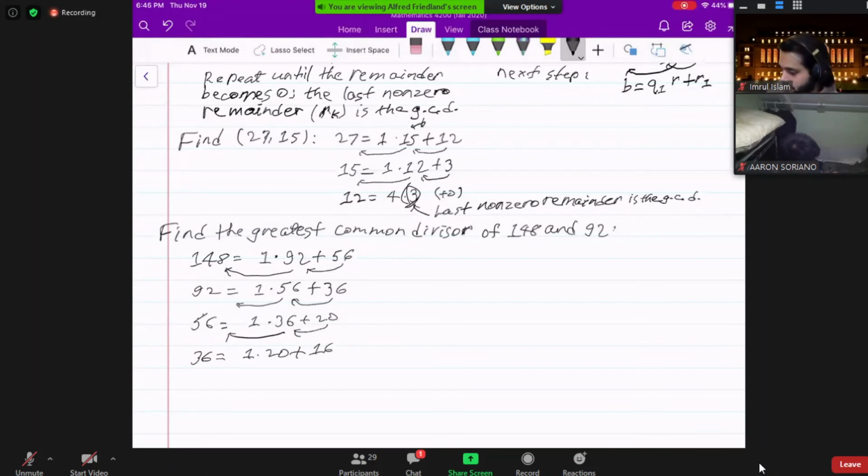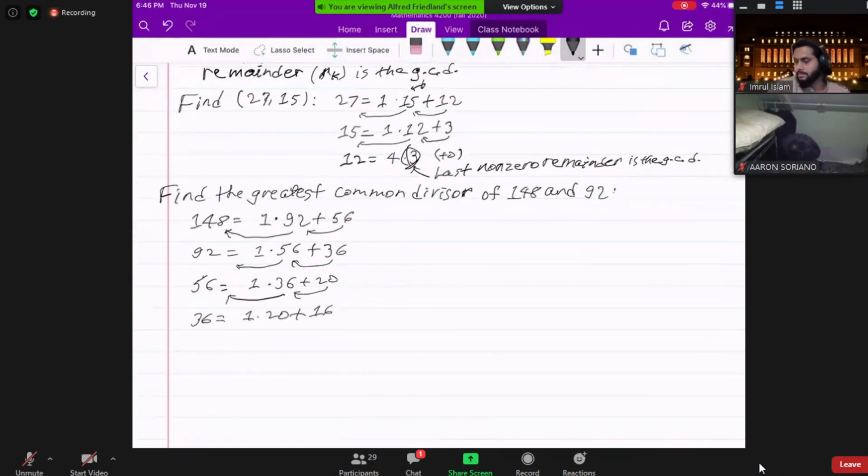All right, we still don't have a 0 remainder, so we repeat it. The previous divisor becomes the new dividend. 20 equals something times the new divisor, which is going to be 16. And we can see that'll be 1 plus 4. Well, the remainder still isn't 0, so we repeat.